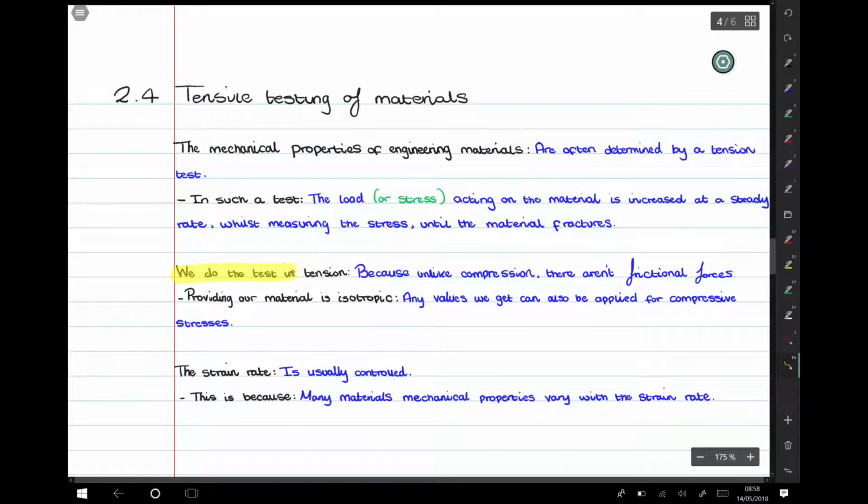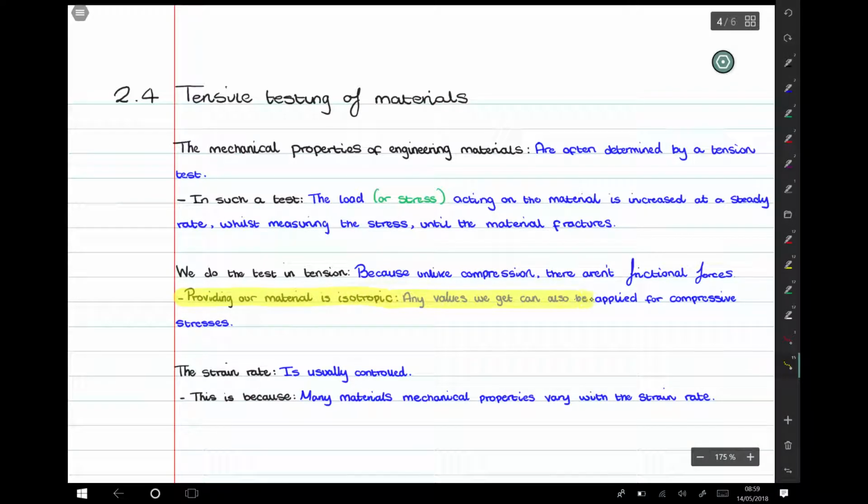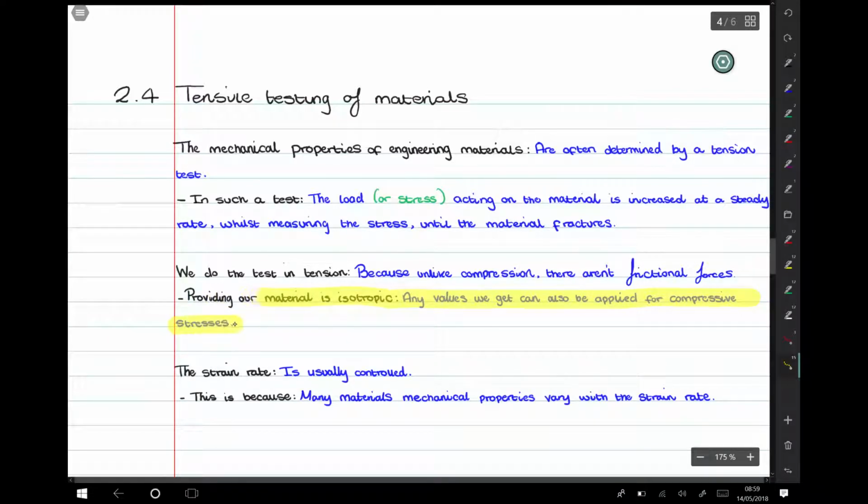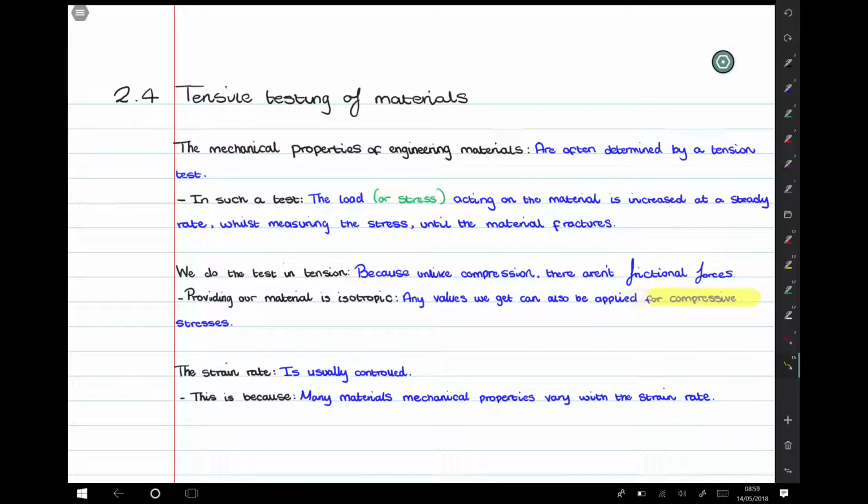We do test in tension, and that's because unlike compression there aren't any frictional forces. And when I say there's not, it's quite negligible. And providing our material is isotropic, any values we do get can also then be applied for compressive stresses, because it has the same properties in all directions, all axes. So if we do a tensile test where the forces are obviously going outwards, we can equally apply that to forces going inwards because we've got an isotropic material. And just to reiterate, isotropic means that it has the same properties in all directions of the material.